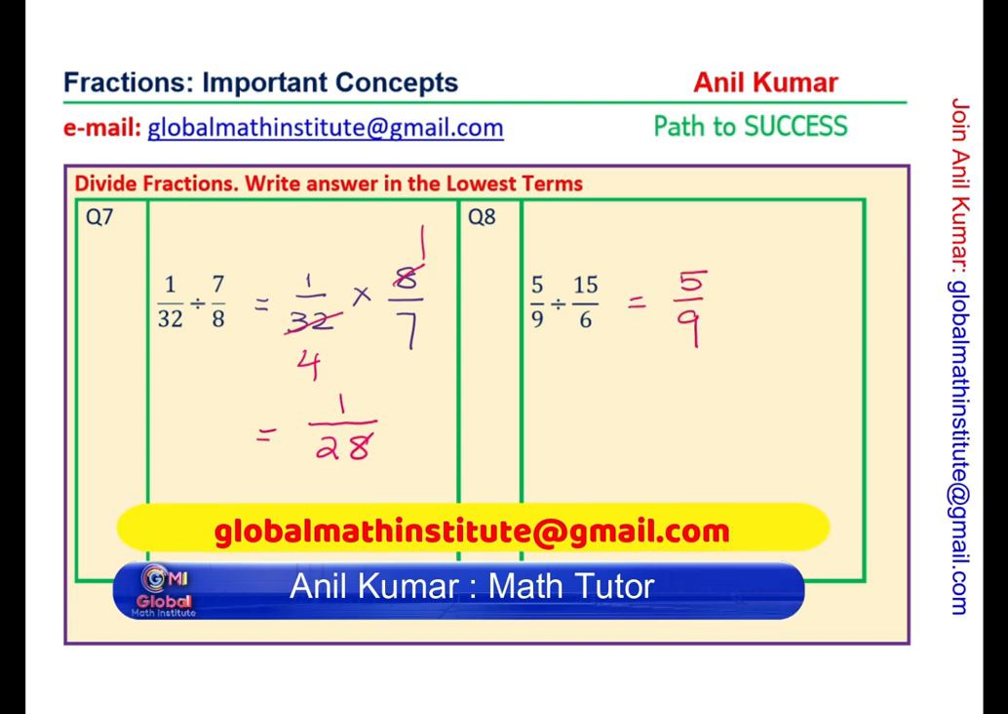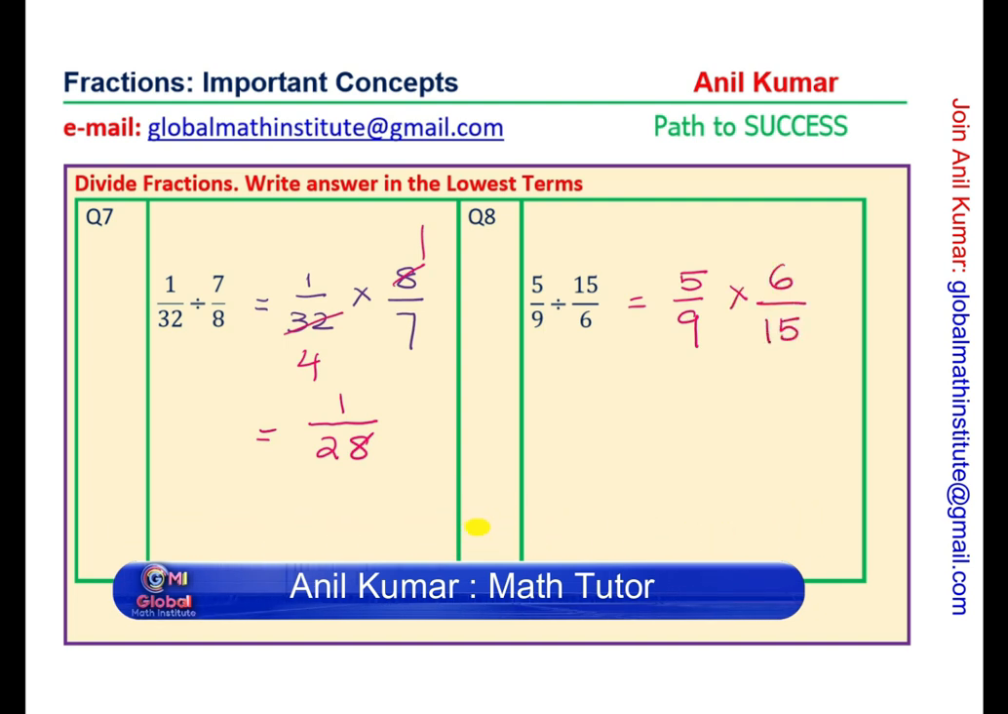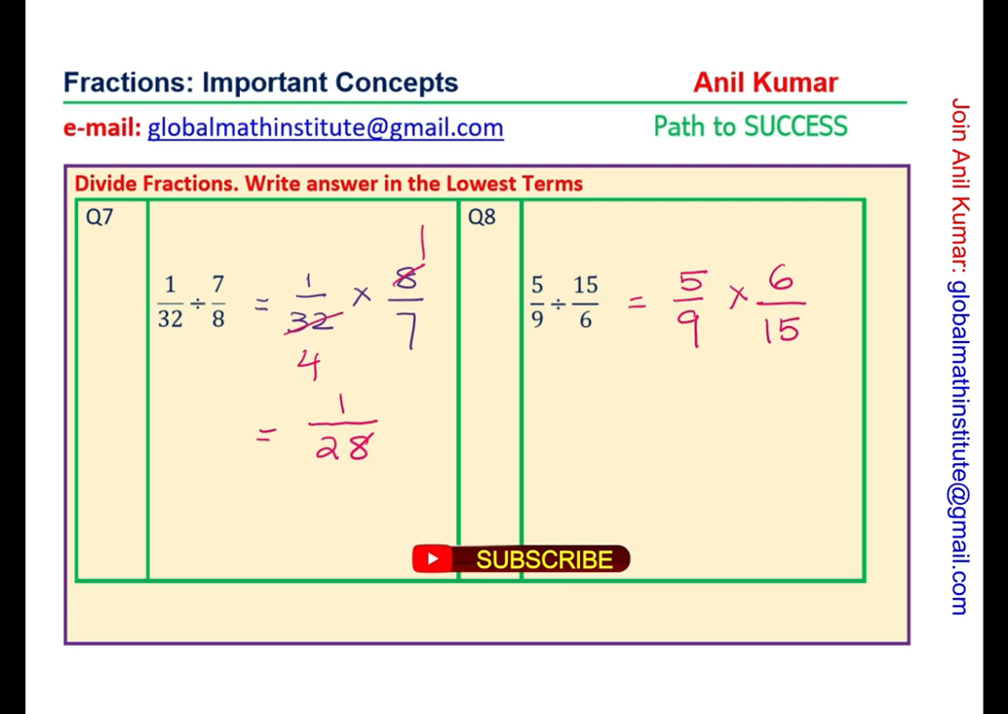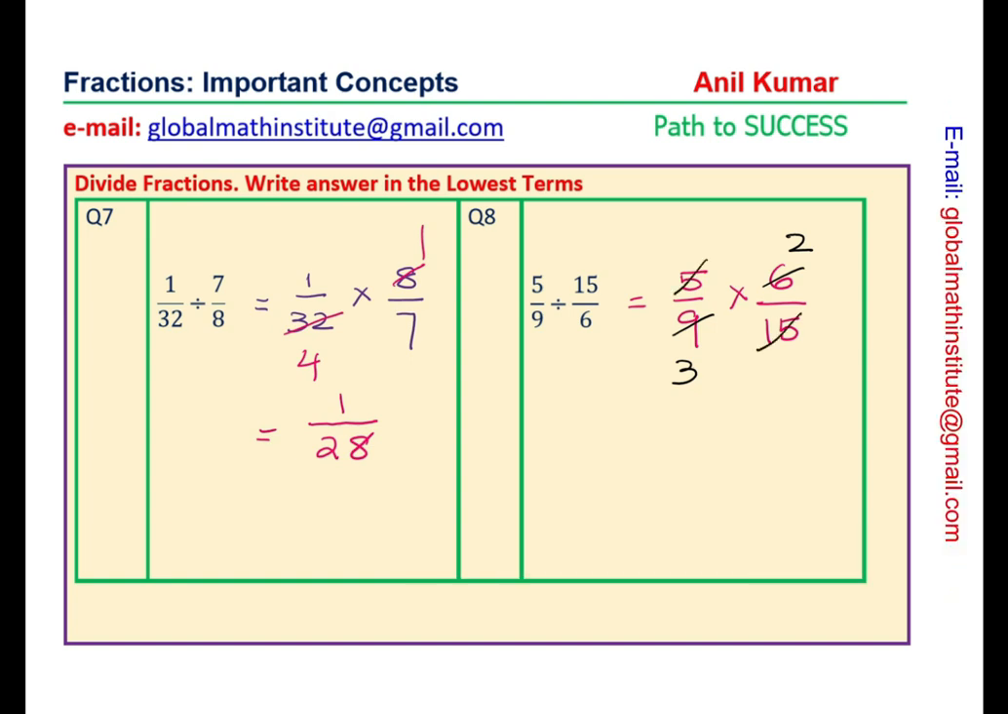5 over 9 times 6 over 15. Flip it. And now you see 9 and 6. You can actually simplify by dividing by 3. So we get 3 times 3 is 9, 3 times 2 is 6. We have even numbers, a multiple of 5: 5 times 1 and 5 times 3. That also helps. With that, we get our result, which is 2 over 9.